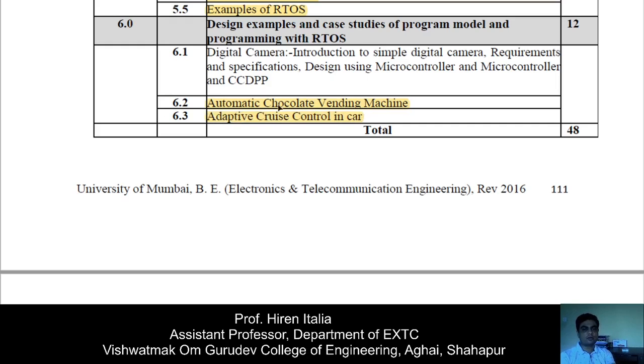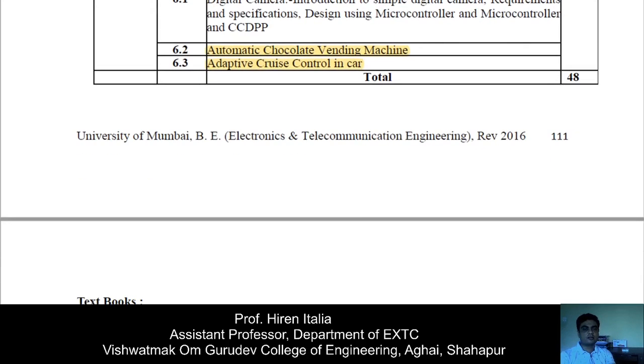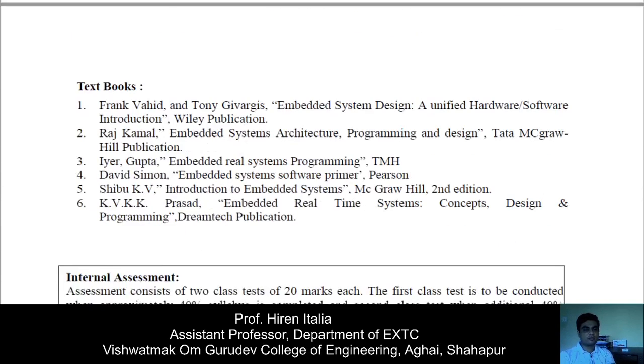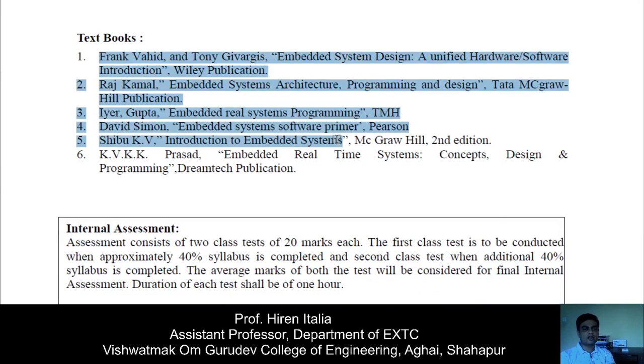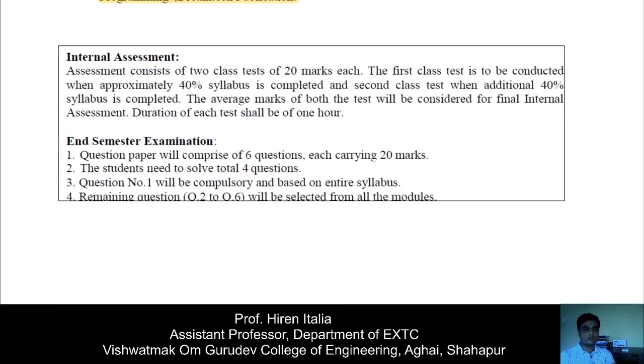Then we have an adaptive cruise control in a car. So this we have to study. These are the 6 modules that we have to study in the subject of embedded system. So these are the different books. Out of that, some of the books I have, and I will forward you the PDF format of that book, so you can easily refer to that book while studying.